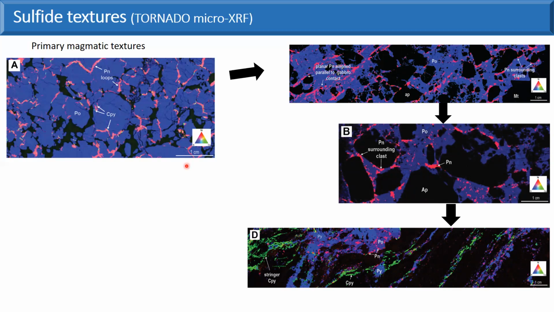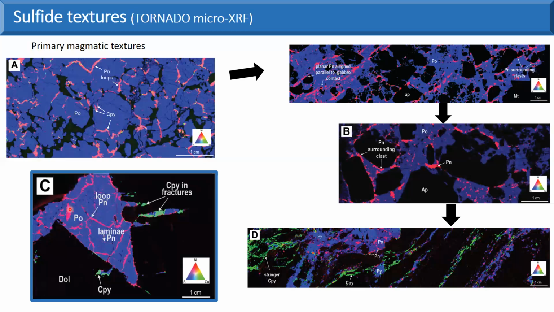However, as mentioned, the bulk of the ore body retains this primary magmatic texture. What we do see, where we see this magmatic texture, are chalcopyrite-rich fractures, which potentially represent a mobilization of a chalcopyrite-rich liquid, or copper-rich liquid, during crystallization.